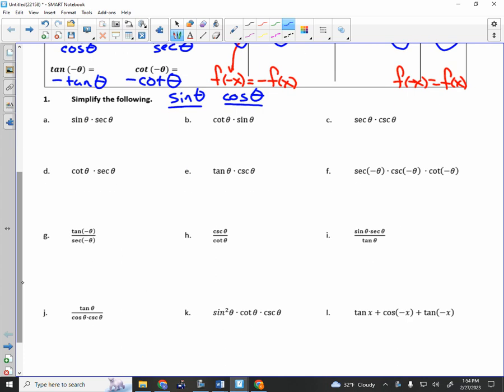I have sine times secant. I'm not going to change sine because it's already in terms of sine and cosine. But secant, I'm going to rewrite as what? Anybody know? 1 over cosine. So when I multiply them together, what do you get? Sine of theta over cosine of theta. And some people might say, well, I'm done. But as Erin recognizes, she knows her identities, and she knows that sine over cosine is the same thing as tangent. So the answer is tangent of theta.